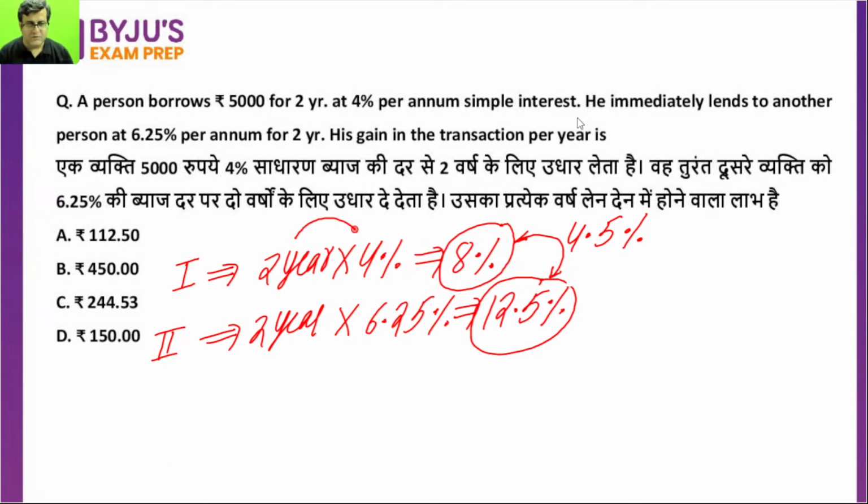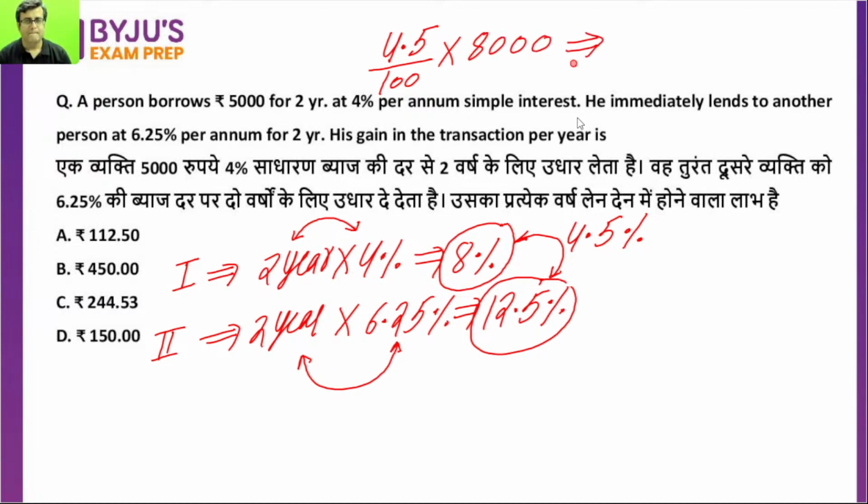2 years at 4%, 8% is the total interest I'm supposed to give. If I give it to another person, 12.5% is the total interest I'm going to get. So the gap between these two is 4.5%. On what? On the principal, obviously. Find the total profit in this transaction.